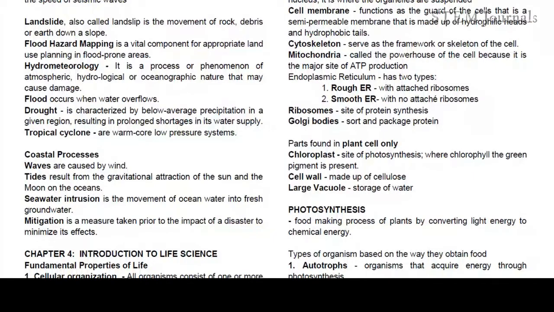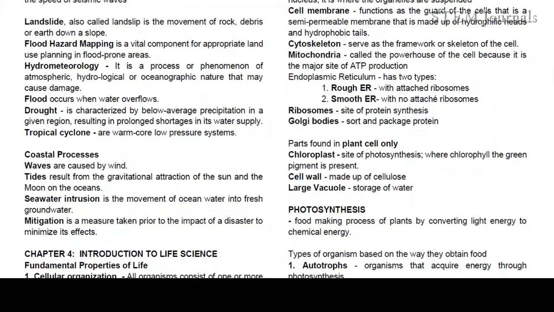So si tides naman, it is a result from the gravitational attraction of the sun and the moon on the ocean. So it is quite different. Because the waves is caused by wind, so si tides naman, this talks about the push and pull of the gravity related to the sun and moon, that creates the bulging or the retreating of our oceans.